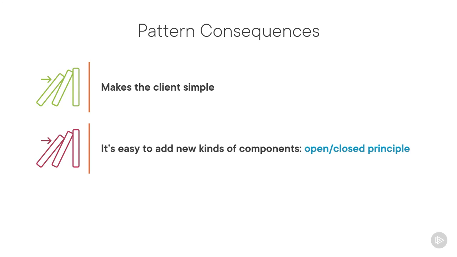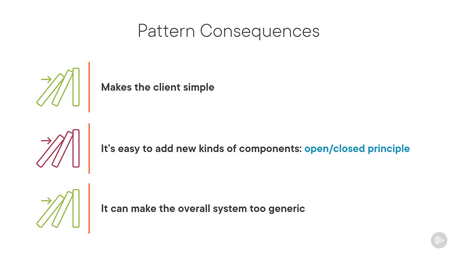A disadvantage is that it can make the overall system too generic. By making it easy to add and remove items to the composite, we also make it a bit harder to restrict the components of a composite. It's no longer the compiler that checks for this, as add and remove accept the abstract base type and not the subclass. Take our file system item example.